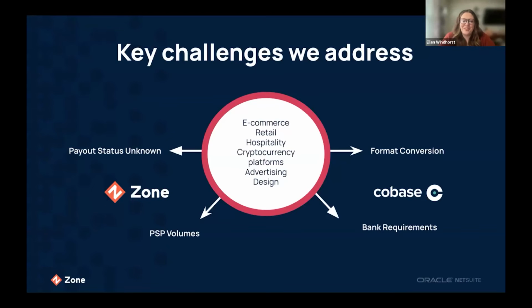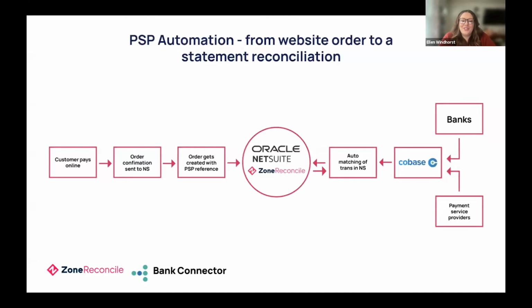Love it. Thank you so much. Now, let's look at this process before we jump into the demonstration of what it looks like inside of NetSuite. Over on the left side, you're going to see the customer's paying online. You get the order confirmation into NetSuite, and then the order gets created with the payment service provider reference. It's brought into NetSuite, and you're able to reconcile using those auto matching rules. But I'd love to see the Cobase side and how it works with the connectivity. So Joost, can you go over that for us today?